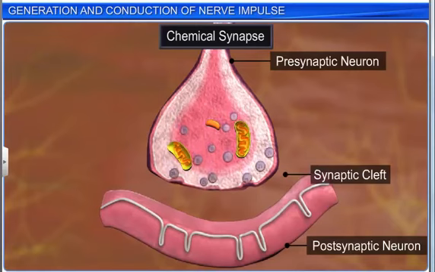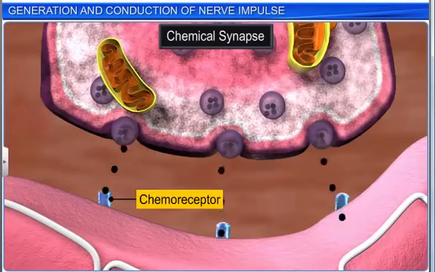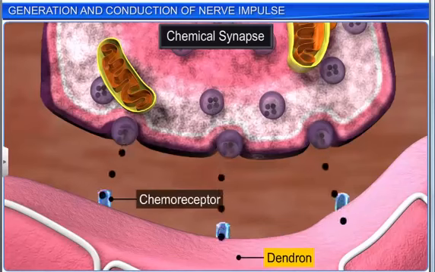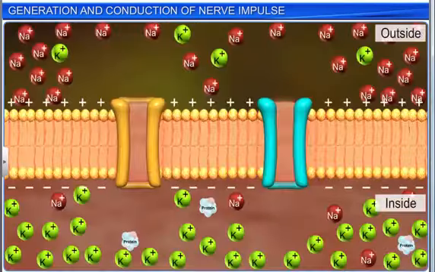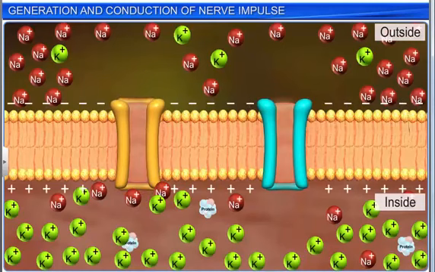When an impulse or action potential arrives at the axon terminal, it stimulates the movement of the synaptic vesicles towards the presynaptic membrane. Synaptic vesicles fuse with the plasma membrane and release their neurotransmitters into the synaptic cleft. The neurotransmitters thus released bind to their specific chemoreceptors present on the postsynaptic membrane of the dendron. This binding opens sodium ion channels that allow the entry of ions to generate a new potential in the postsynaptic neuron. This may lead to the development of an excitatory new potential or an inhibitory new potential.